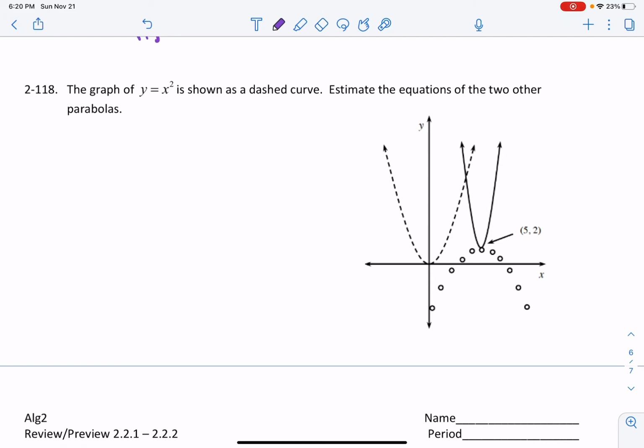2-118 says the graph of y equals x squared is shown as a dashed curve. Estimate the equations of the other two parabolas. So this one is the parent function. So what has happened to change them?